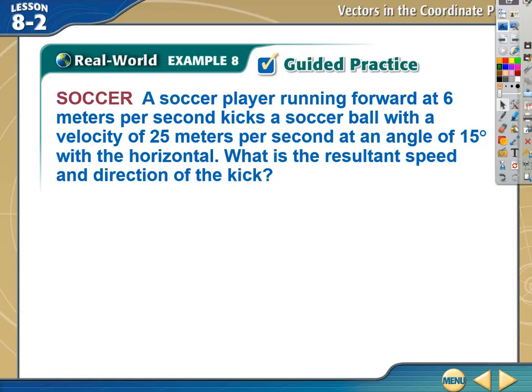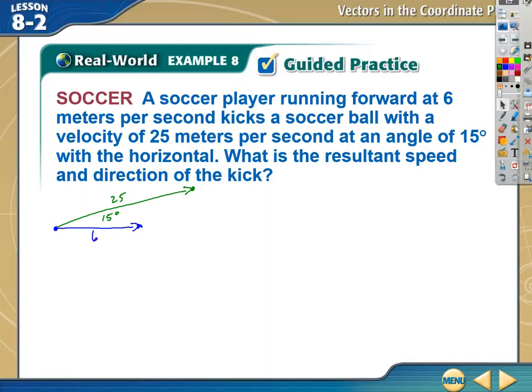All right. Step one, what I want you guys to do, I want you to draw the picture of the vectors. Just like you saw the girl kicking it, I want you to draw the little picture that goes with this one. All right? So first step, pause and draw the picture. Ba-bam. That should be your picture.